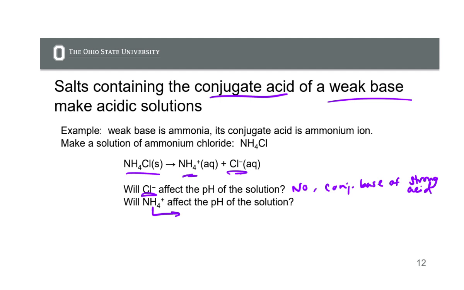So why don't you take a few seconds, try to write out the reaction of NH4 plus and water, predict the products, and let's see what the pH, well, it's kind of given. It's going to make an acidic solution, so make sure you end up with an acidic solution. But try to write out that chemical equation.